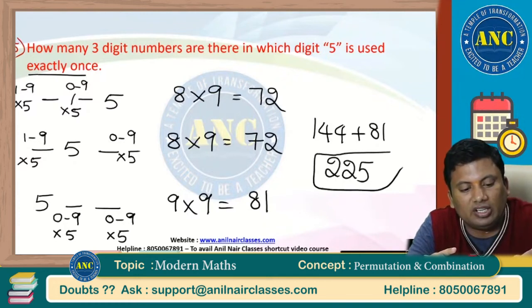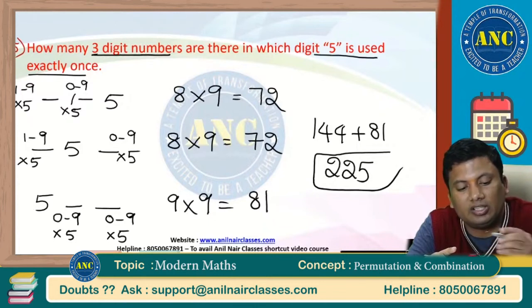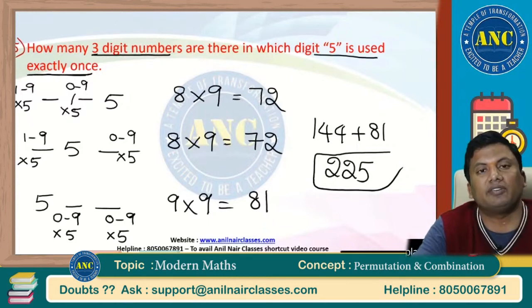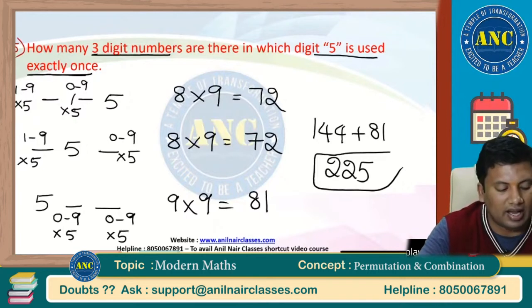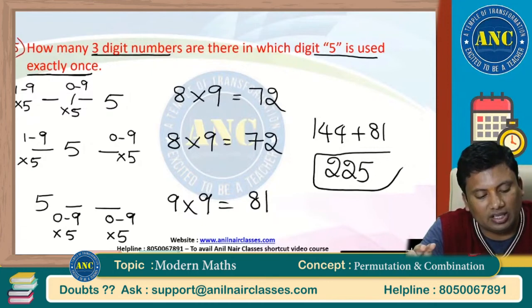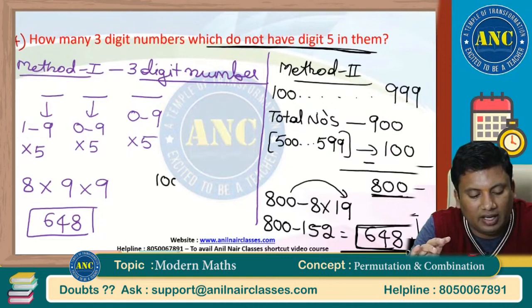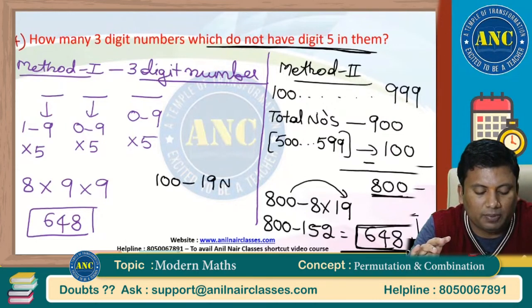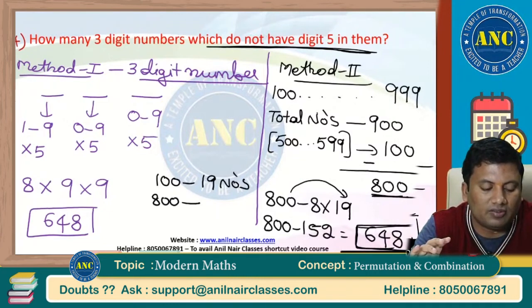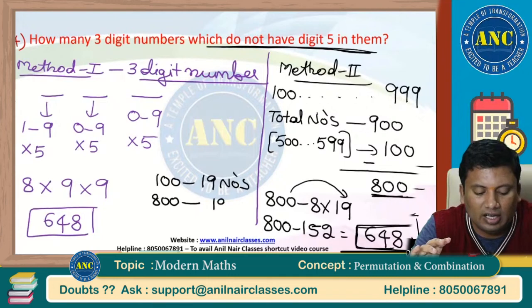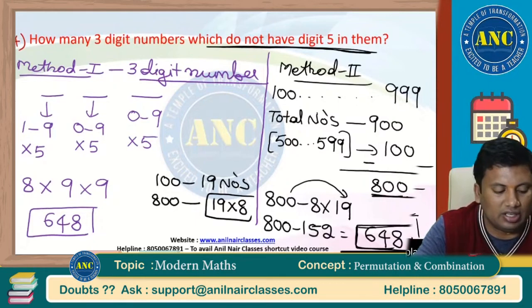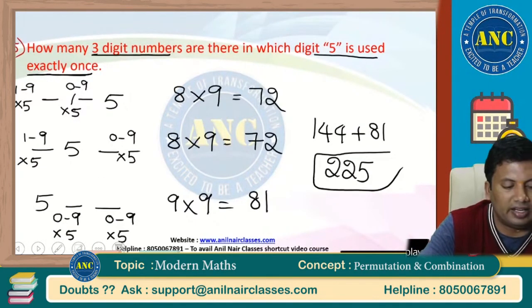How many 3-digit numbers are there in which digit 5 is used exactly once? The answer is 225. Why these 8 into 19? In every 100 numbers, digit 5 is present in 19 numbers. In 800 numbers, how much will it be? 100 8s are 800, so it is 19 into 8. I hope this idea is clear, right?